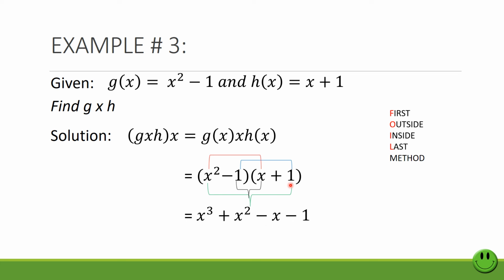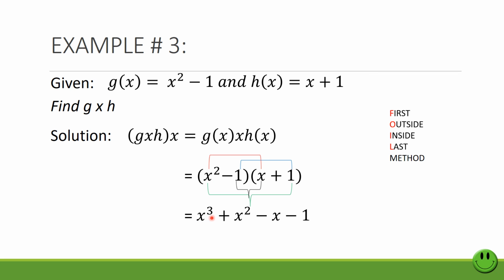So let's multiply first the first terms. Let's multiply x squared and x. So x squared times x would give us x cubed. We simply add the exponents. As we all know, we have 1 as the exponent of x. So 2 plus 1 is 3. That is why we have here x cubed.